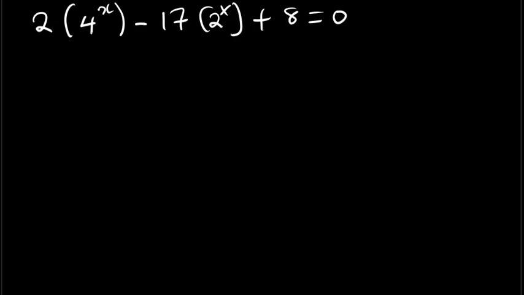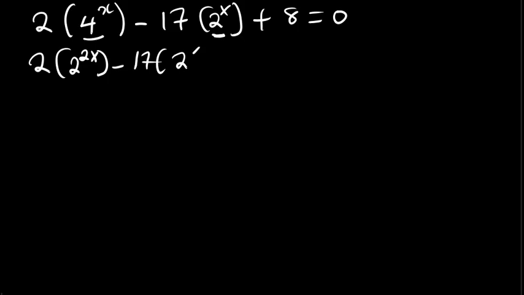So what we actually do is we have to change this to have 2 as the base. So 4 can be written as 2 to the power 2x, then minus 17 times 2 to the power x plus 8 is equal to 0. When I reach this point, I can clearly see that I have 2 to the power 2x and 2 to the power x. This tells me that this is a quadratic equation.